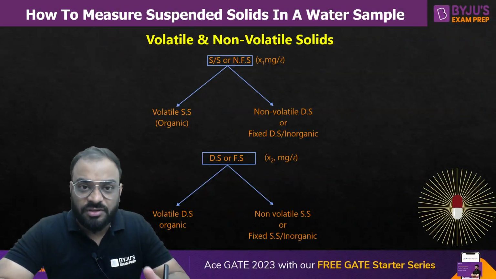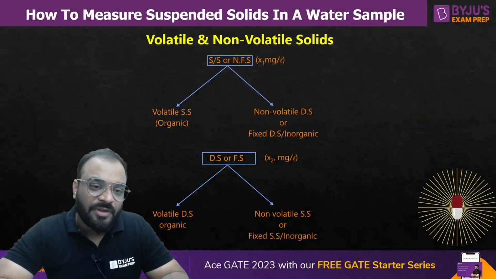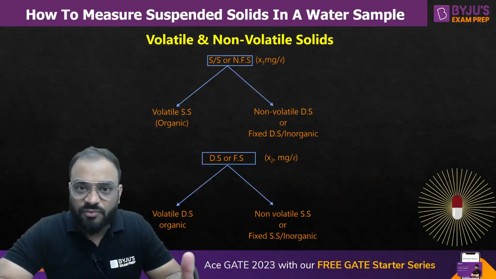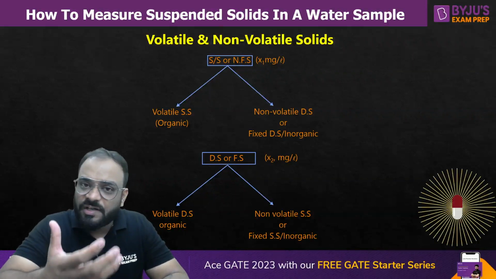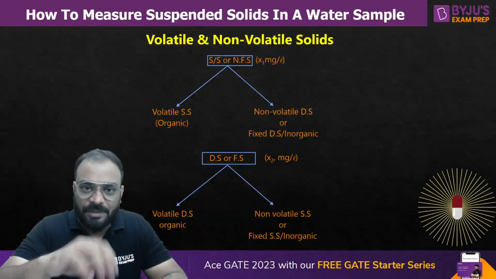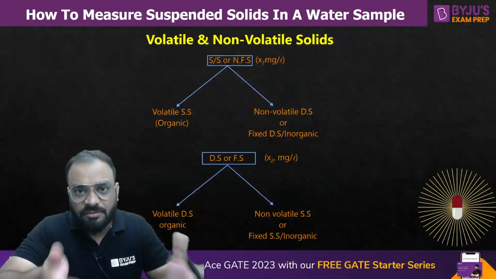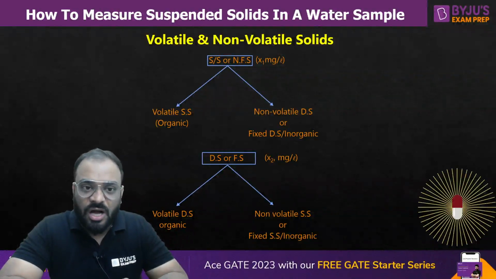There is one more question, I think. What is volatile solid and what is non-volatile solid, sir? So let's understand that particular part first, then you will understand why we are measuring it. Now guys, whatever solid concentration you have in a water sample, that may be organic in nature, that may be inorganic in nature. So how can we define it?